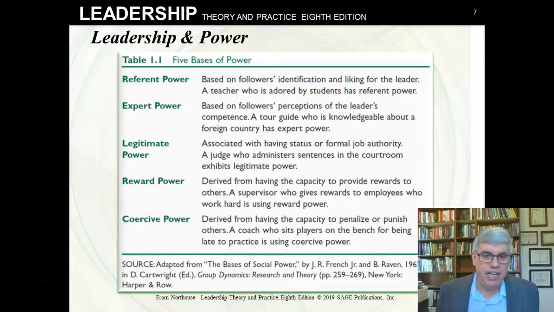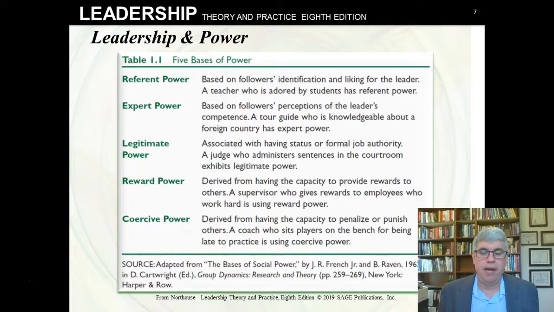Now, then we've got 3 categories of other types of power. The first is legitimate power, and that's kind of like the assigned leadership. It's associated with having status or formal job authority because of the position that you have.